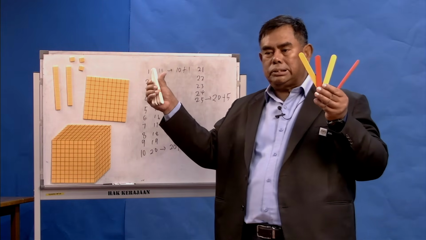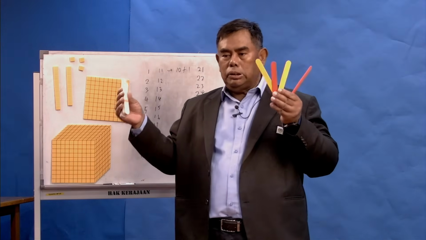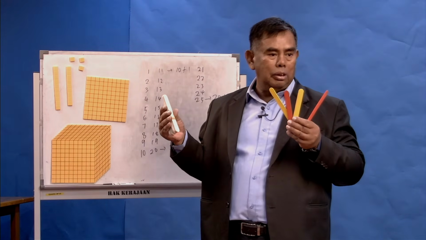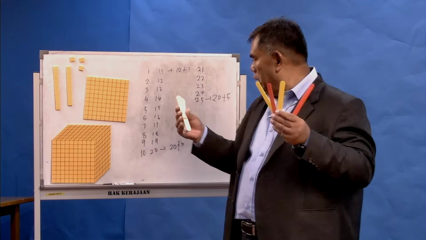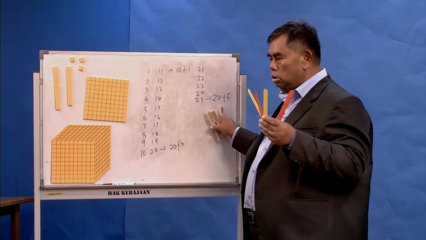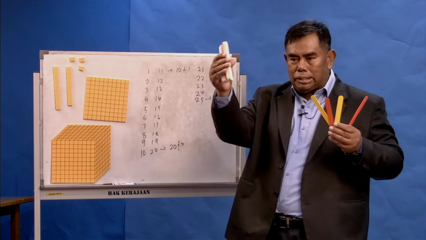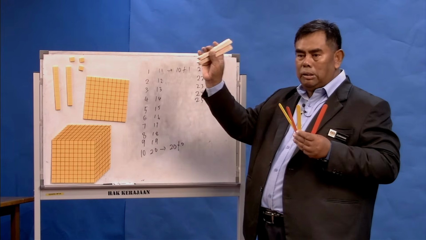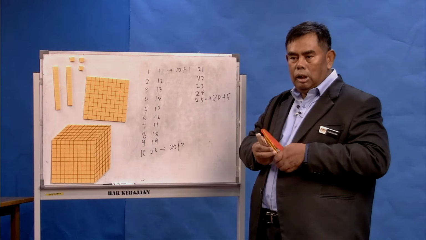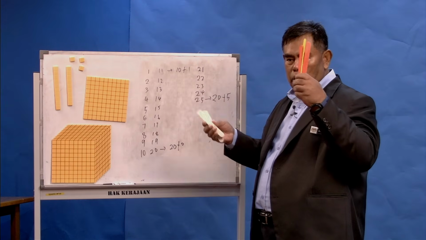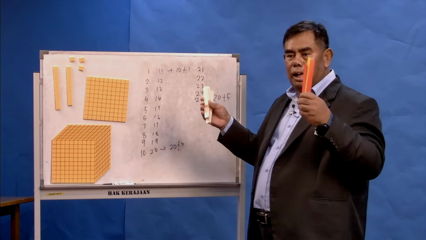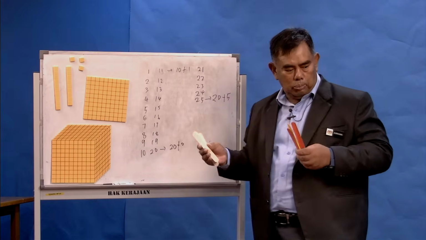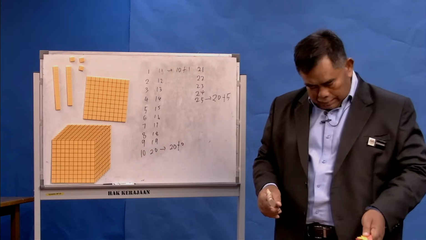So now from the counting, we start on place value. Here we have the 10. This is the place value 10, and this is the 1, the unit. Okay, now we start on place value.